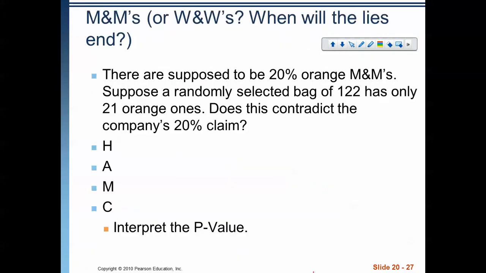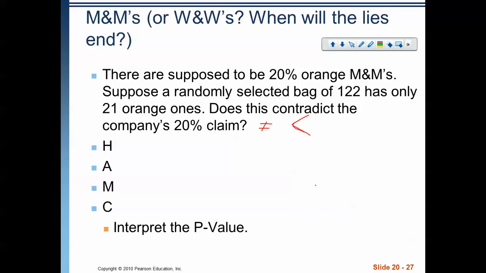So an example of where you might use a two-sided test, notice that on this particular problem, there are supposed to be 20% orange M&Ms. Suppose a randomly selected bag of 122 has only 21 orange ones. Does this contradict the company's 20% claim? You could easily make an argument that you could use does not equal to, or a, let's see, 21 out of 122, I believe is larger. So we could use a, let's double check that. You know, I've been making nothing but mistakes in my videos recently, so let's just make sure. No, that's smaller. See, look at that.